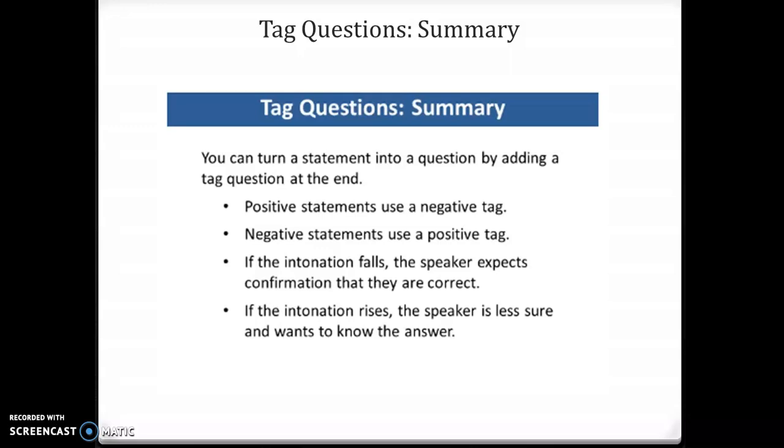And now for the summary. You can turn a statement into a question by adding a tag question at the end. So these are the 4 things we looked at. Positive statements use a negative tag. Negative statements use a positive tag. If the intonation falls, the speaker expects confirmation that they are correct. And lastly, if the intonation rises, the speaker is less sure and wants to know the answer.